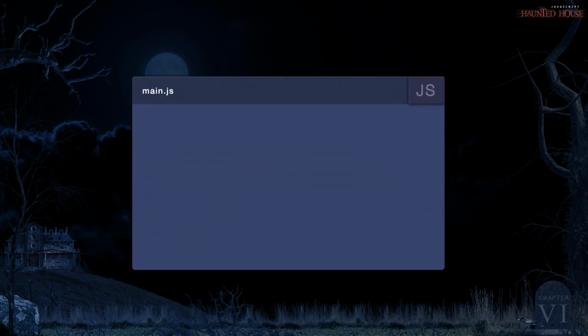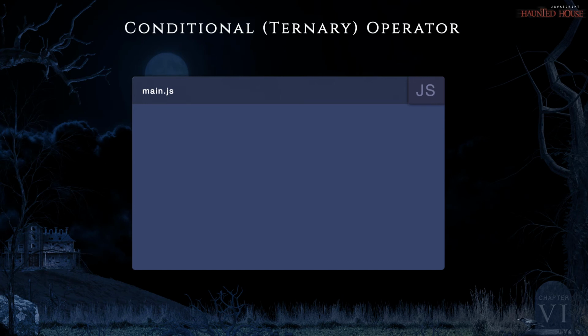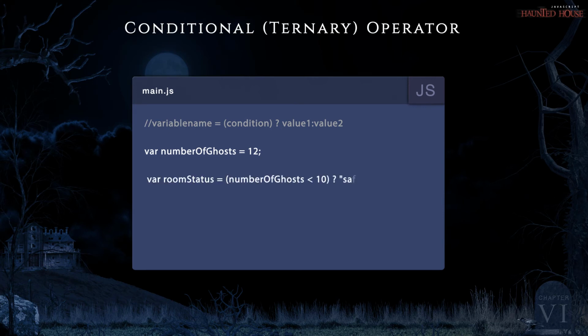Another way to make comparisons is the ternary operator. A condition is given, and on the same line, 2 options are set. And they will be executed if the condition is true or false, correspondingly. If we have a variable number of ghosts with the number 12, we can make the following test. If the number of ghosts is less than 10, the status of the room is safe. If greater, the variable room status receives dangerous.